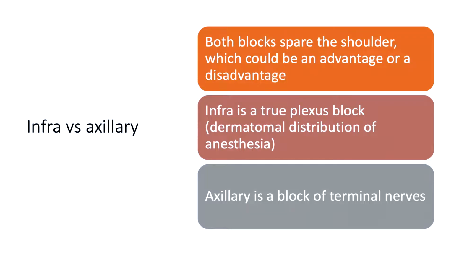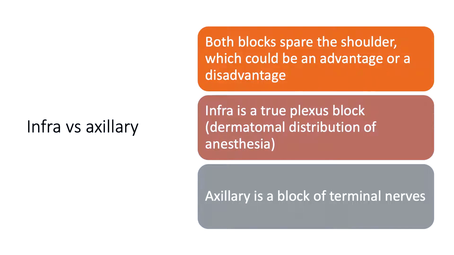Infraclavicular blocks. The infraclavicular and axillary are both blocks that do not block the shoulder, so they share that. But one is a plexus block, the infraclavicular block, because it's done either at the divisions or at the cords, usually at the cords. But you can do it at the divisions, as I hope to show you in a few minutes. The axillary block is a block of terminal branches.